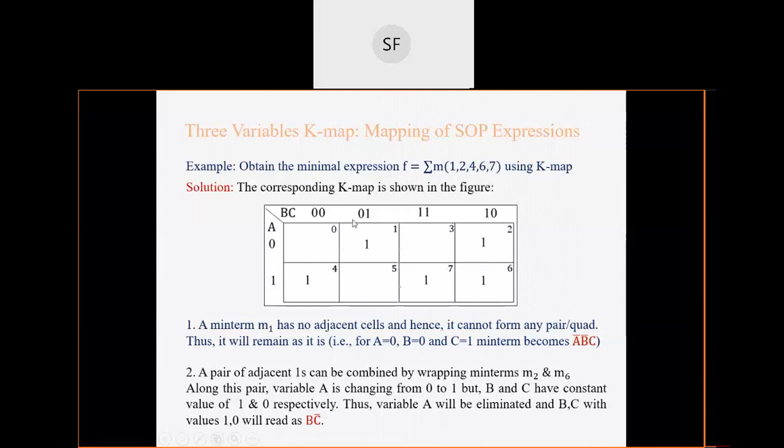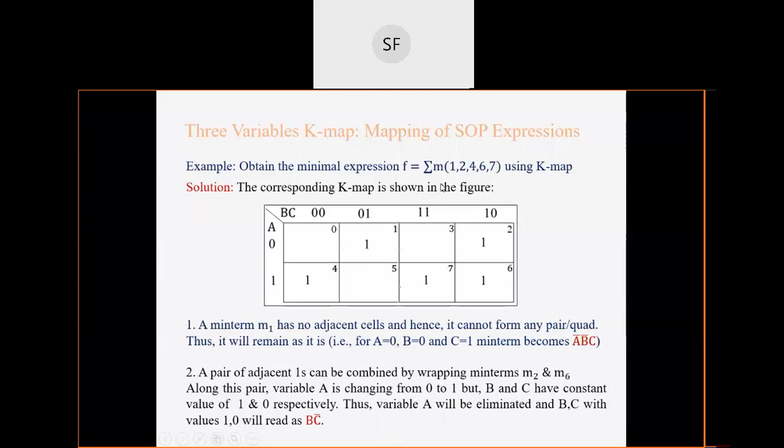And which point should you remember? This change: after 0 1, you have to write 1 1 and then 1 0. So initially all cells will be kept blank. Now you have to map your function f on this K-map. How will you map?